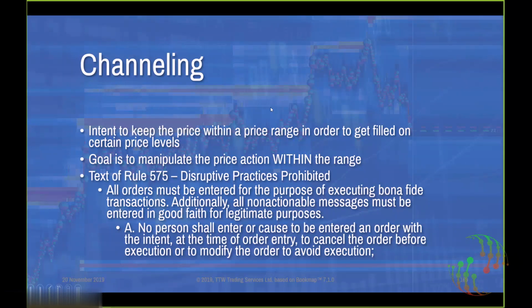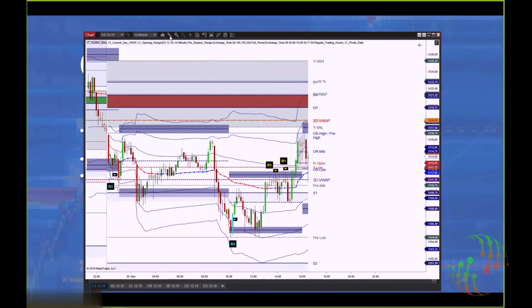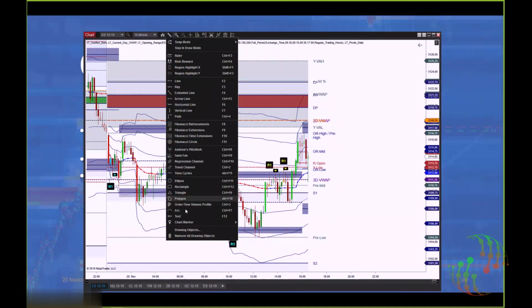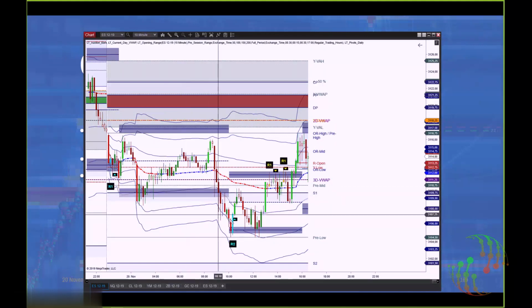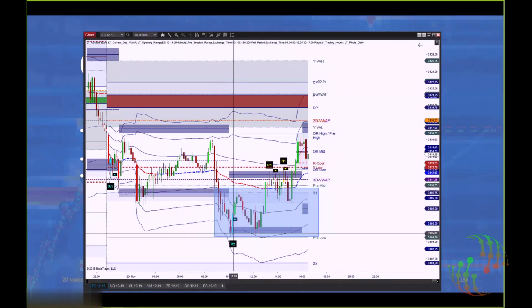Intend to keep the price within a price range in order to get filled on a certain price level. It's the same, let me show you that here, when you are drawing rectangles. I don't have a good example, but let's say this is channeling here. It's simple, a rectangle between high and low, and then they are pulling the liquidity at one side on the channel, and the price goes through.